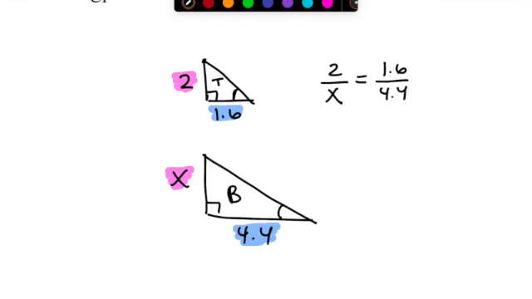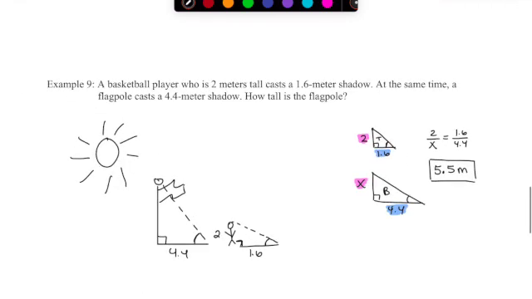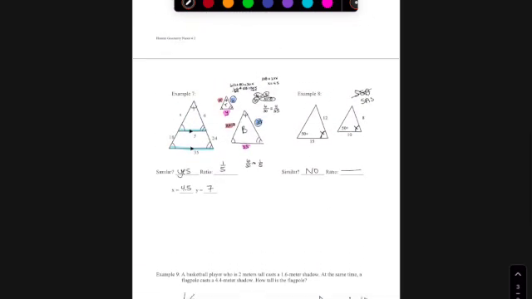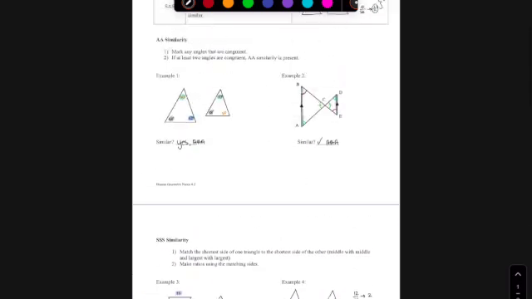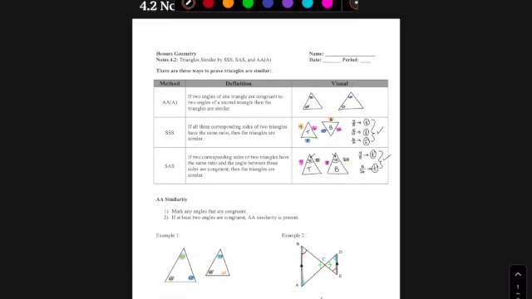I'm going to plug this into my calculator. So 4.4 times 2 divided by 1.6, and that gets me, hold on, I don't remember that being the answer last time. It probably is. I just need to check my work again. Yeah, it's 5.5. So the flagpole is going to be 5.5 meters tall. Please don't forget your units. And there we go. That is how we use triangle similarity to set up proportions and solve for missing sides of our triangles.